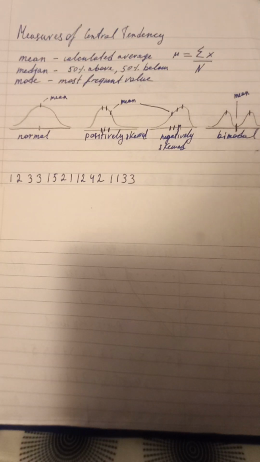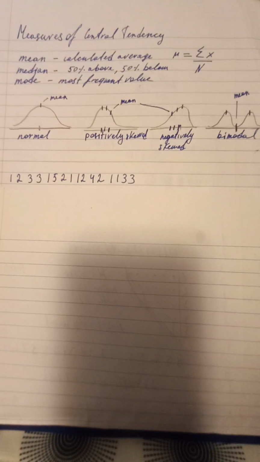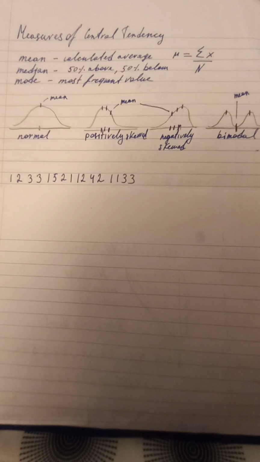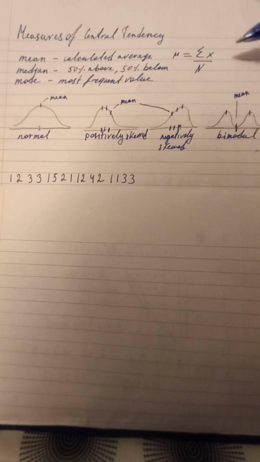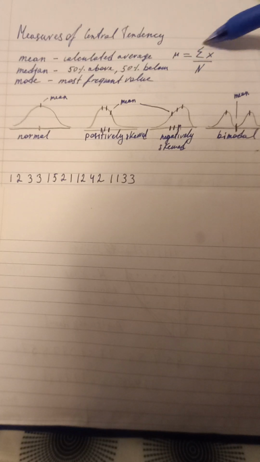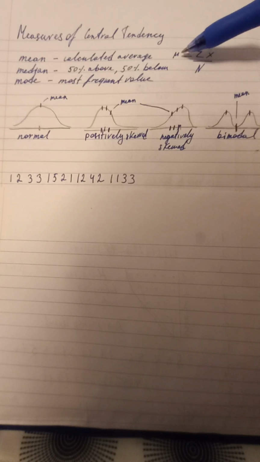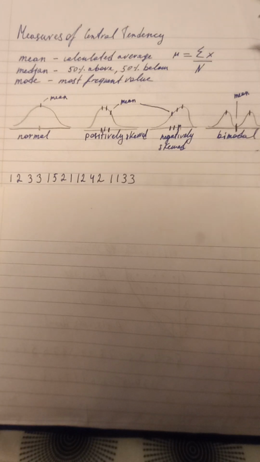So the mean is probably the most popular measure, and it's the only one that is calculated. We also call it average. And it is calculated using this formula here: mu, which is population average, equals sum of x divided by n, where n is the quantity of values.